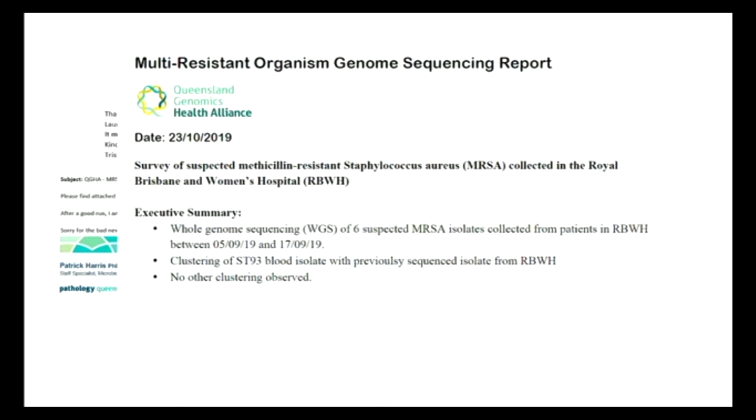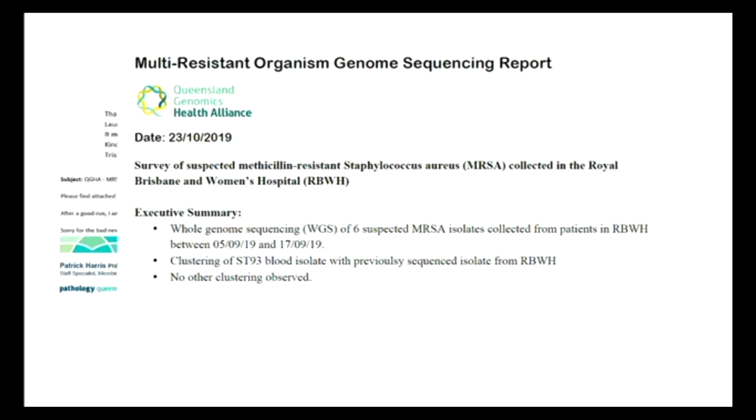This is the report we get. This is what the QGHA send us monthly for each. So we get a report for MRSA, for VRE, and for the gram-negatives. And it has an executive summary, which has all the important results in it. And there were 6 non-multi-resistant MRSA isolated in that period. So that's about right. This is actually a shorter one.